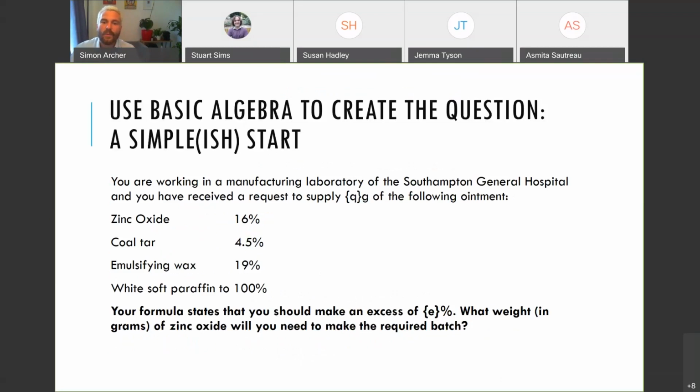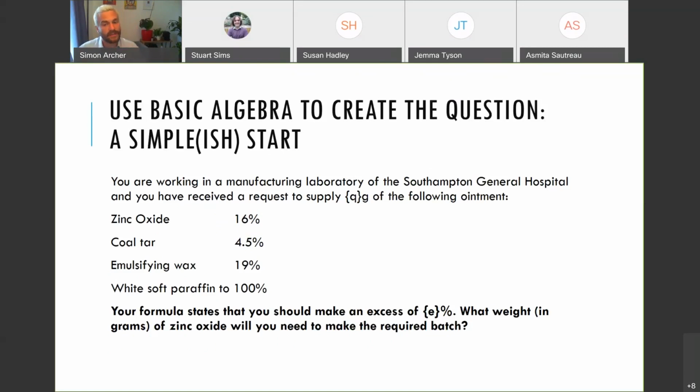Now I've gone, well, what do I want my variables to be? So in that first one, we saw that the 2 variables I had inputted were the quantity that the patient wanted, and also what the excess was. I've kept my formula all the same, but I've just put those 2 variables in. So all I've done is replaced the number.